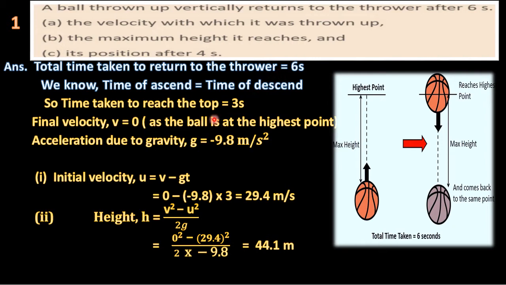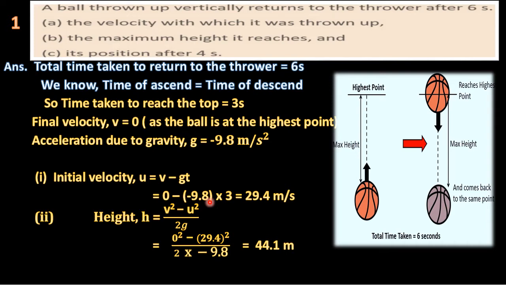Now we know that the final velocity of an object which is thrown up will be 0, that is v = 0. Acceleration due to gravity is taken as −9.8 m/s². So what is the initial velocity? How to calculate? From the equation v = u + gt, we can rearrange and get u = v − gt, and when we put the value of g as −9.8 and substitute t as 3 seconds, we get our answer, u = 29.4 m/s.